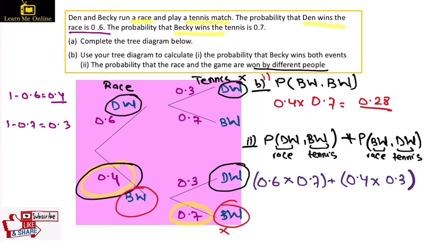So 6 times 7 is 42. You'll get 0.42. The next is 0.4 times 0.3, which would be 0.12. When you add them together, you'll get 0.54. So here's the probability when two different people win different games.